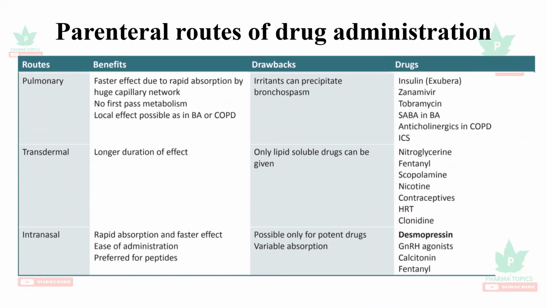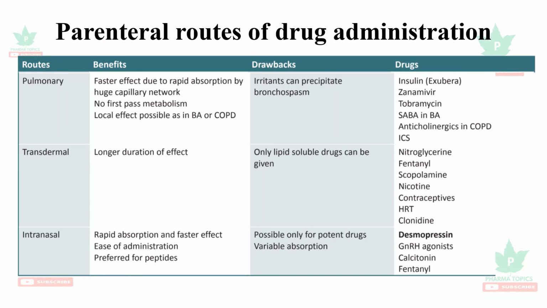The other parenteral routes are pulmonary routes of drug administration, that has a faster effect due to rapid absorption through the capillary network, and a local effect is possible in case of bronchial asthma and chronic obstructive pulmonary diseases. The drawback: irritants can cause bronchospasm. Examples: insulin, zanamivir, tobramycin, short-acting beta-2 agonists in case of bronchial asthma, anticholinergics in case of chronic obstructive pulmonary disease, and inhalation corticosteroids could be administered by the pulmonary route.